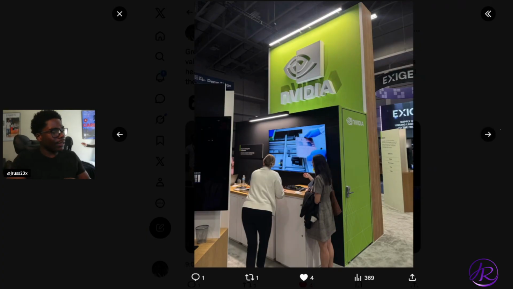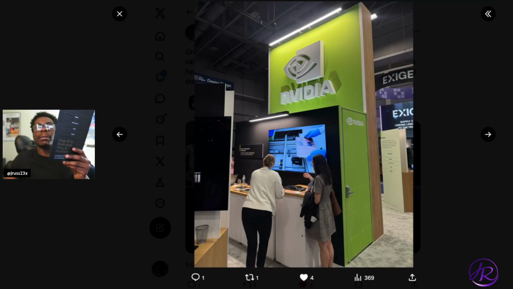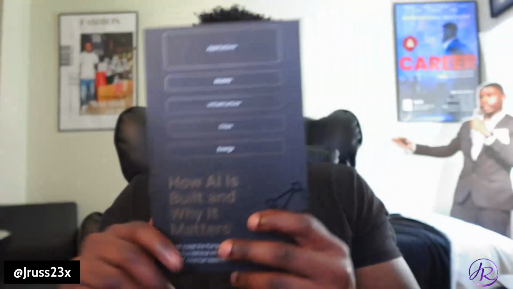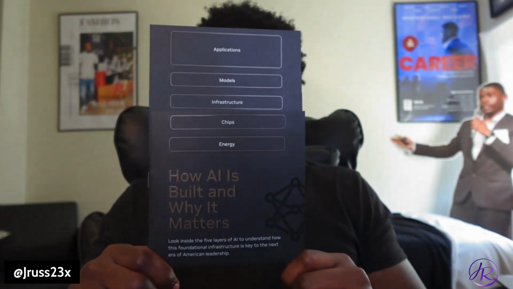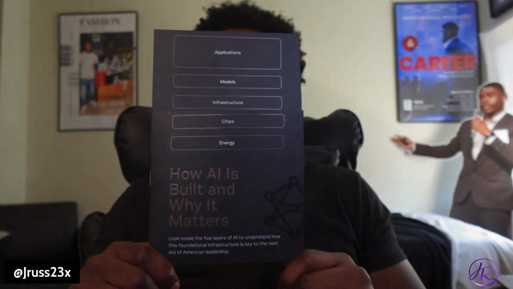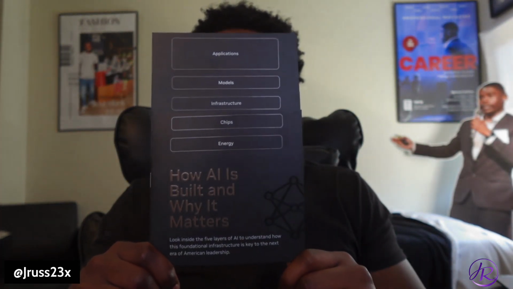Jensen definitely highlighted the AI stack, the cake, the 5-layer cake, and I like it because it breaks it down for a lot of different people. So here's a photo, like a little pamphlet they gave us at the event. How AI is built and why it matters. Look inside the 5 layers of AI to understand this financial infrastructure.